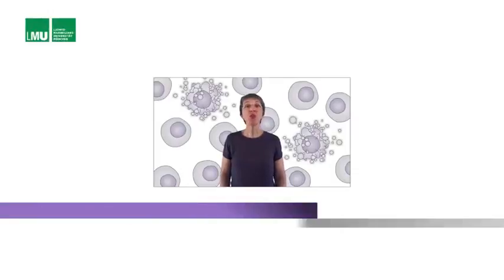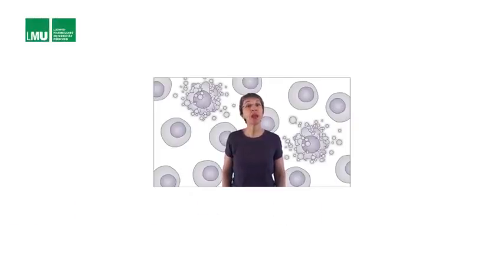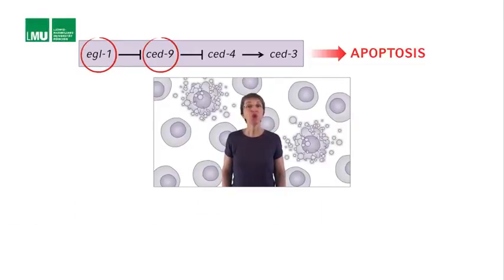Two components of the genetic pathway in C. elegans encode members of the BCL2 superfamily, AGO1 and Z9. What do Z4 and Z3 encode?